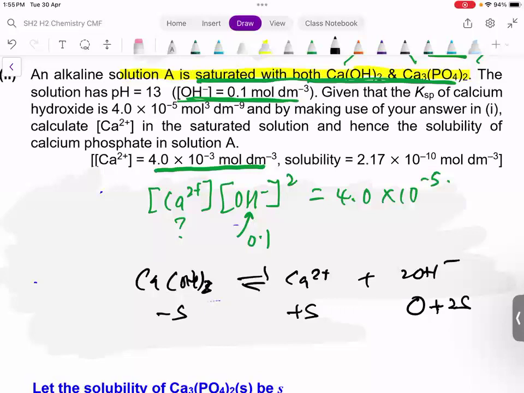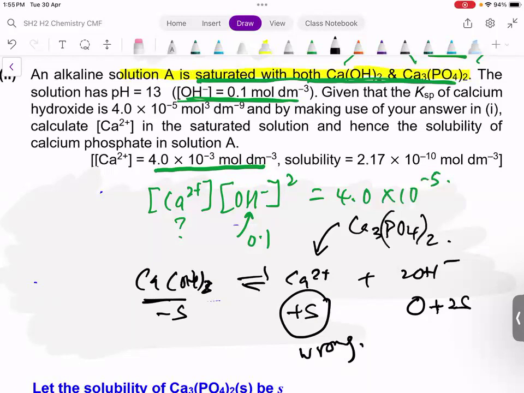Yeah. The thing is, calcium hydroxide is not the only source of calcium 2 plus. So here, you are already wrong. It's wrong because you have to recognize that calcium is not only coming from calcium hydroxide, it's also coming from your calcium phosphate. So by using this and substituting into the Ksp value, you will end up with a wrong answer because this S here is not accurate.